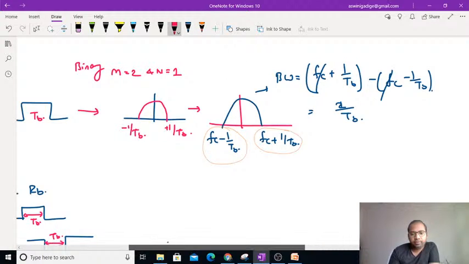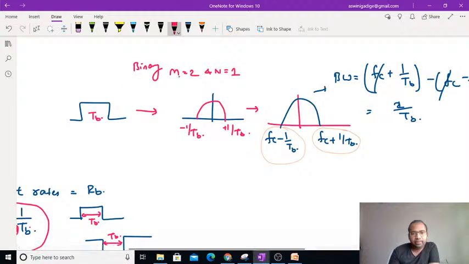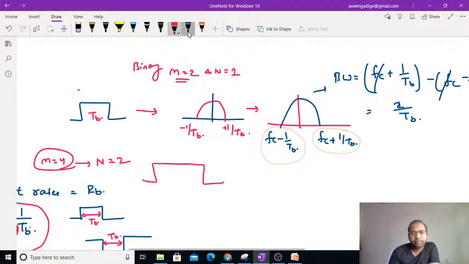Now instead of taking M as 2, let's take M as 4. I am just taking it here in the next step. If M is 4, then the number of bits required per sample is 2. That means let's take 2 bits at a time. Now what is its duration? 2 TB.